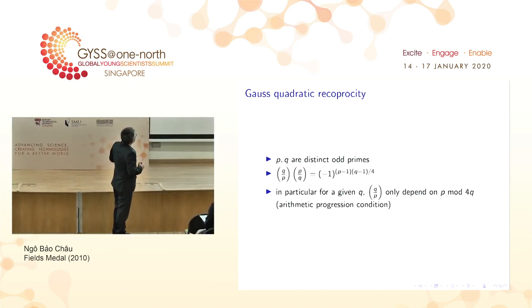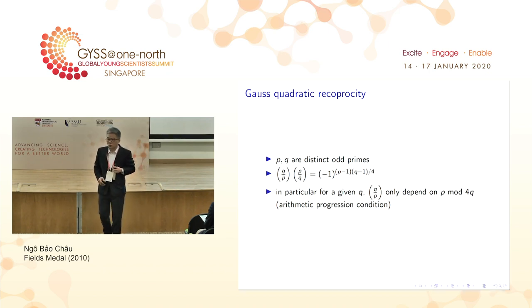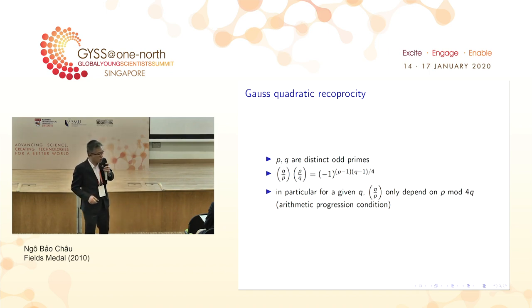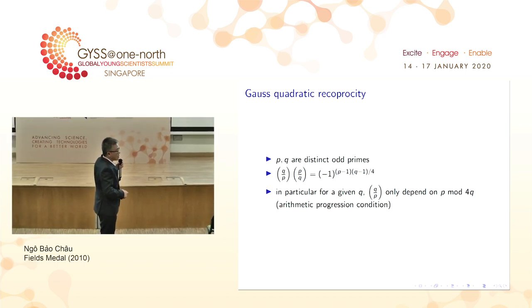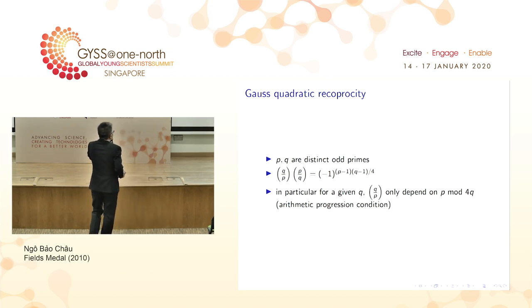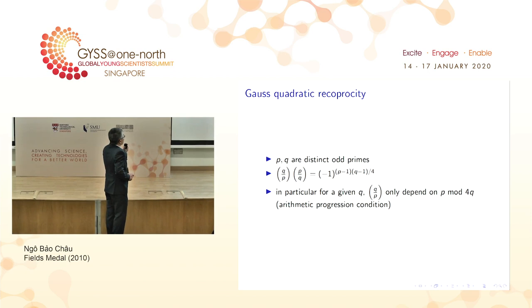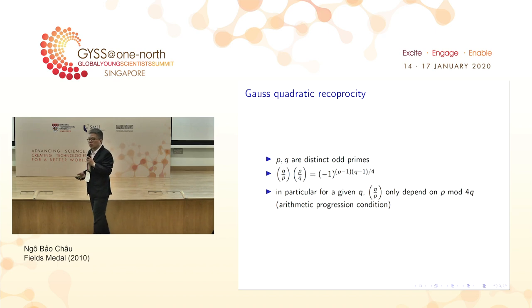And now this is a kind of crowning achievement of 19th century mathematics, called the Gauss quadratic reciprocity law. This really beautiful formula says that P over Q times Q over P is something like this. The sign is not very important, it can be computed. But what's really extraordinary is that this formula tells you that the fact that Q is a square mod P is related to the fact that P is a square mod Q. Which is very surprising when you think about it.